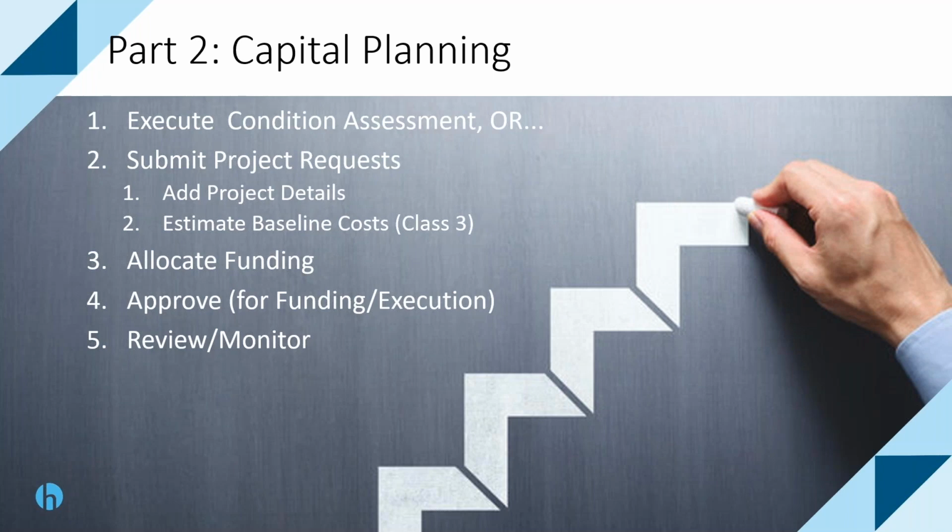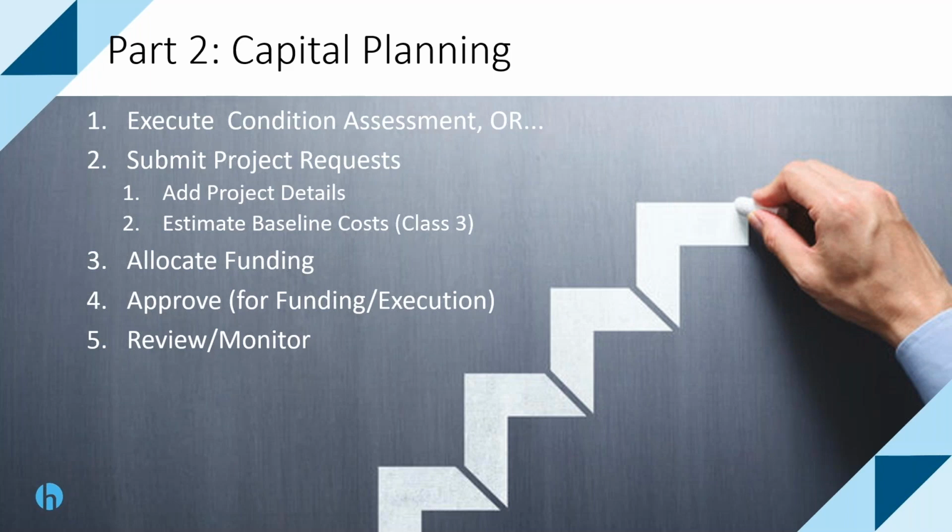So step 2 is to submit those project requests, and that's where you add your project details, your project budget requirements, any initial baseline estimates that you have, class 3 estimates, and you can do that before step 3, which is then to go through the capital planning process of allocating all of those funding sources to your different projects.